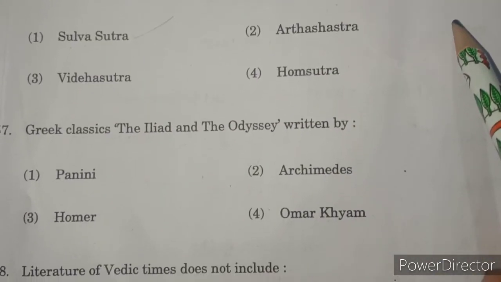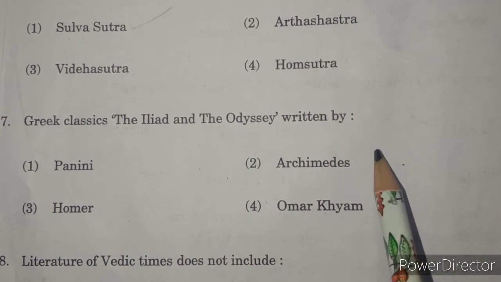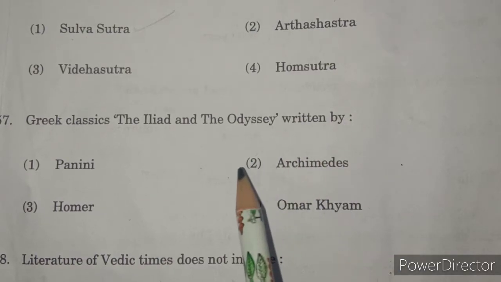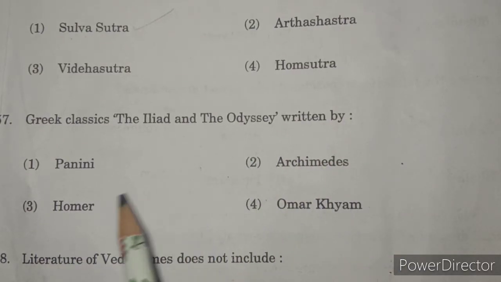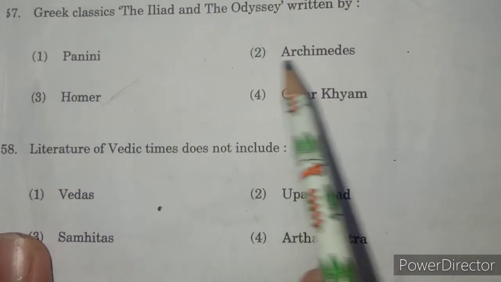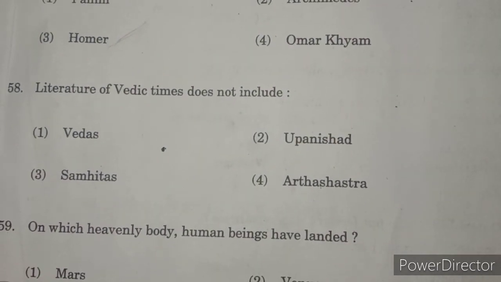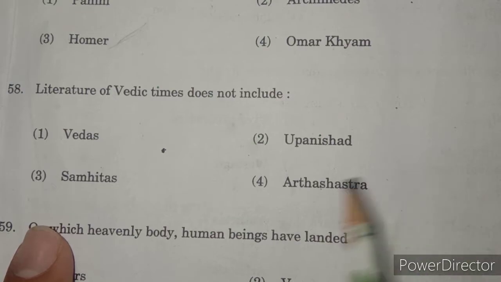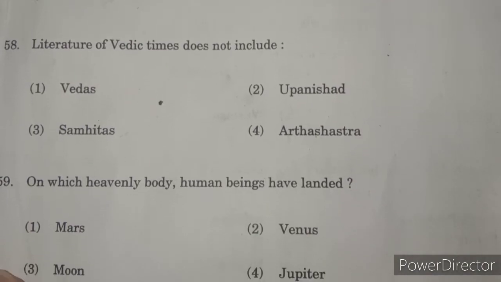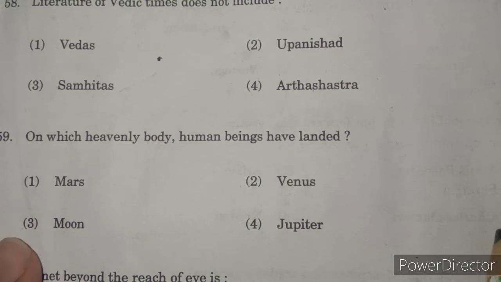Next question. Greek classics, the Iliad and the Odyssey, written by. Correct answer is third, Homer. Next question. Literature of Vedic time does not include. Answer is fourth, Samhitas. On which heavenly body have human beings landed? Answer is moon.